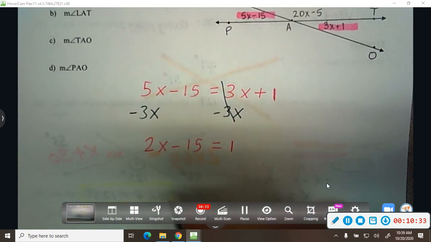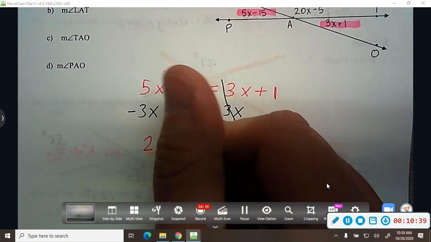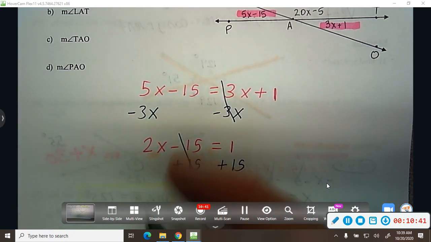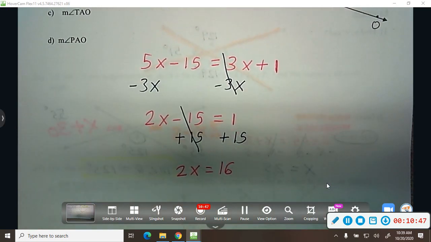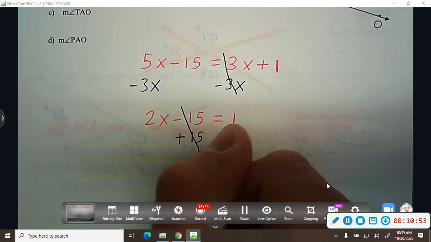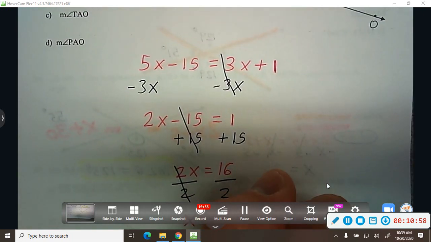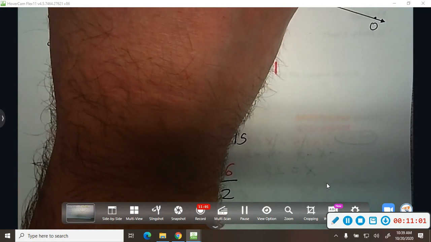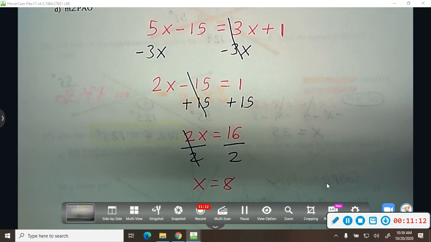From there, I would add 15 to both sides. I get 2x is 16. Now the question is, 2 times what number is 16? Of course it is 8. But if you need it, you can divide both sides by 2. And you get x is 8. So now I have x is 8. And now I can use substitution to plug back in.